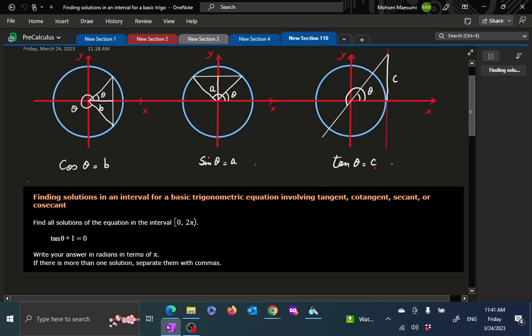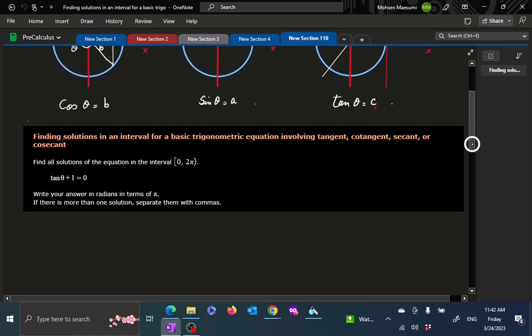Now, how about the other three functions, secant, cosecant, and cotangent? It's possible to draw similar pictures, but perhaps we are going to use the reciprocal identities to get the answers in those cases. So let's take a look at some example here.